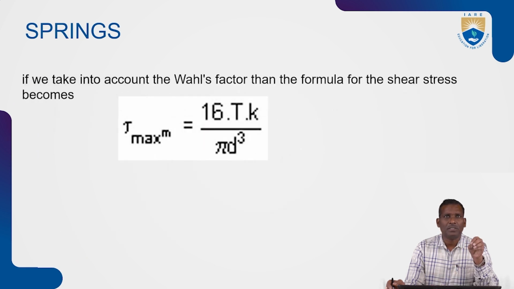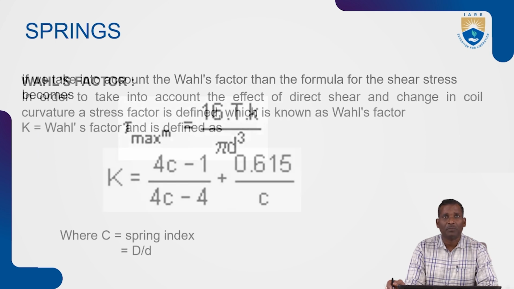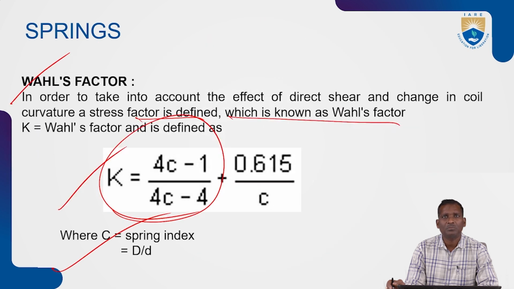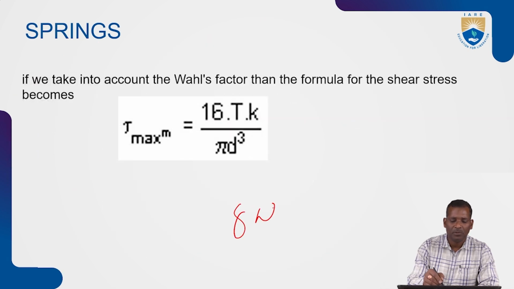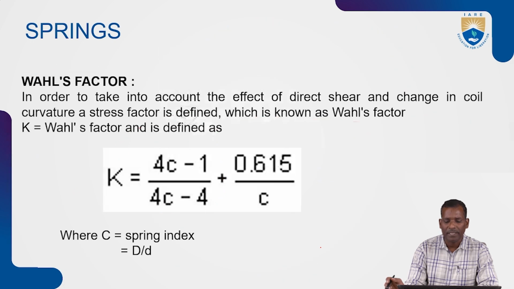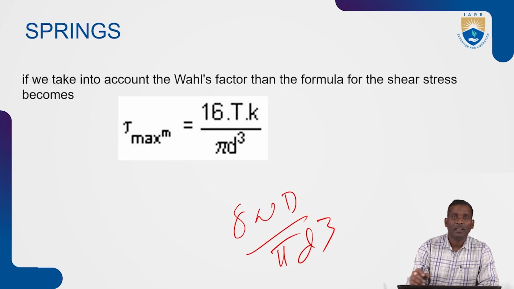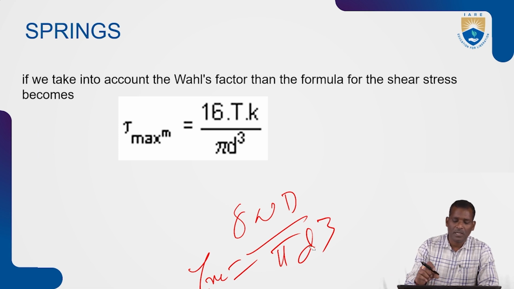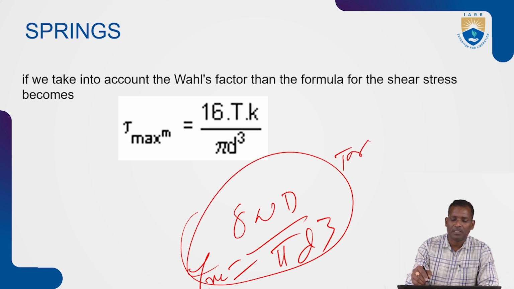So if you take into account the Wahl's stress factor, then what is the formula of shear stress? Shear stress is 8WD by pi d cube. This is shear max. Sorry, this is due to the torsional shear stress.